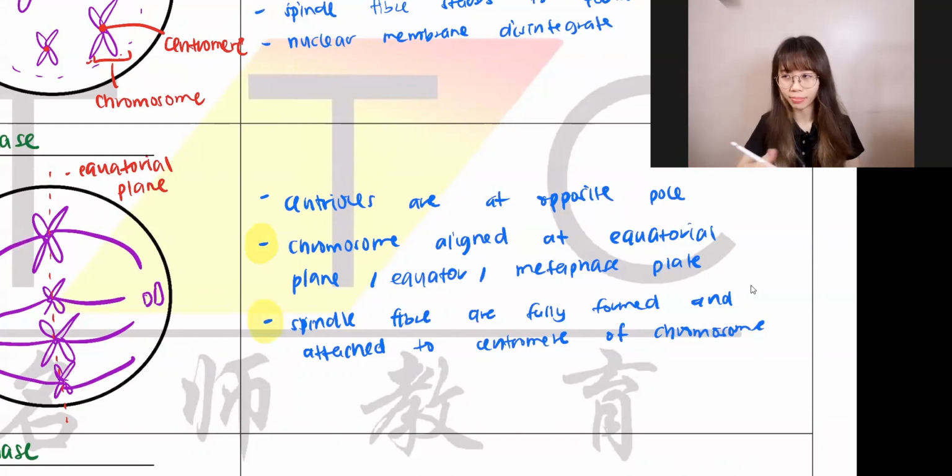So if they ask you to explain, or based on the diagram above, explain the chromosomal behavior and the diagram above is metaphase, these are the two sentences that you have to write. Okay, so this is metaphase.